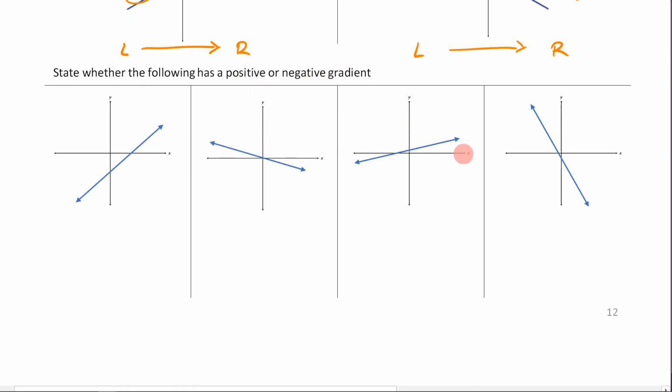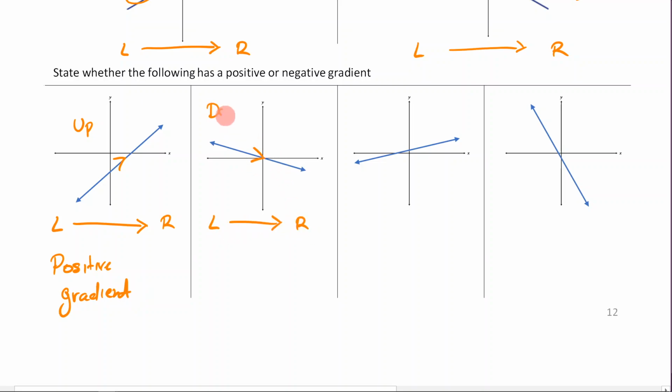So now let's determine whether the following has a positive or negative gradient. You're going to be looking at them from left to right and asking yourself, is it going up or down? It's going up. So it's going to have a positive gradient. You should pause the video and see if you can do the rest yourself. Looking at it from left to right, it's going down. So it's going to have a negative gradient.